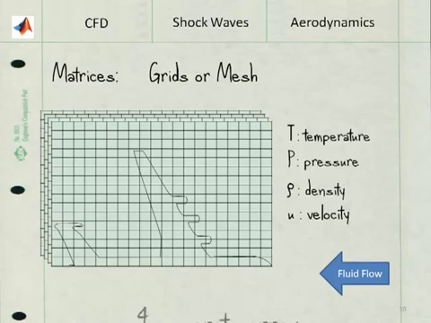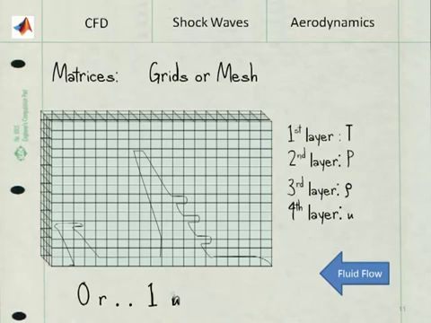Now this could be 4 separate arrays, right here, one for each property of the flow, or we could push it to one single variable. So one variable to study an entire aircraft. Now 4 layers for each property, but it could be as little as one variable.